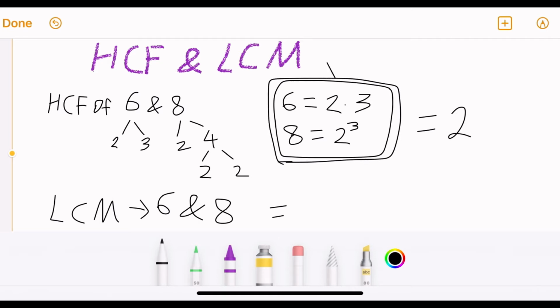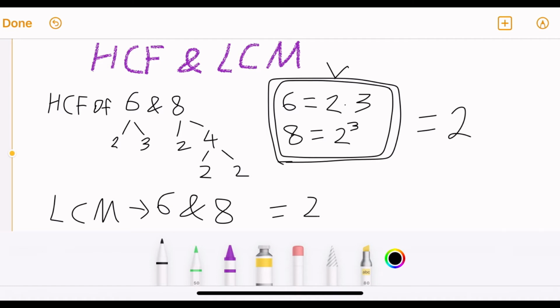Now this looks like some kind of a TV. But the lowest common multiple cannot get us low. Therefore, we need to find a number that includes both 2 times 3 and 2 to the power 3. Therefore, it should include a 2 there, and it should include a 3 there. But how about 2 to the power of 3? It should also be there.